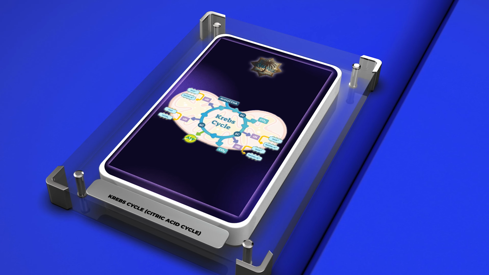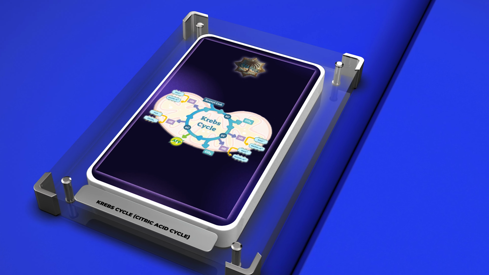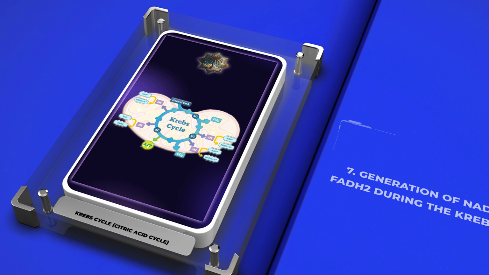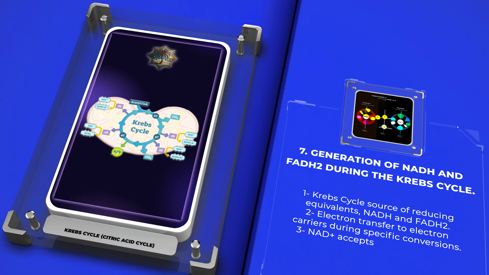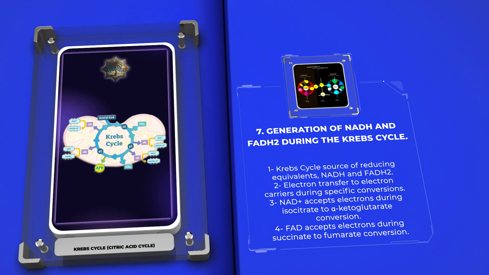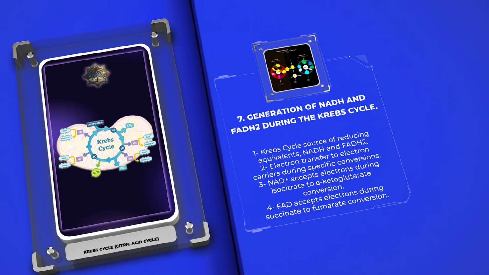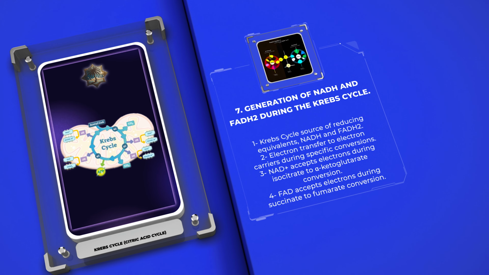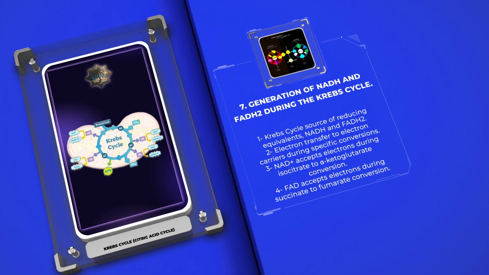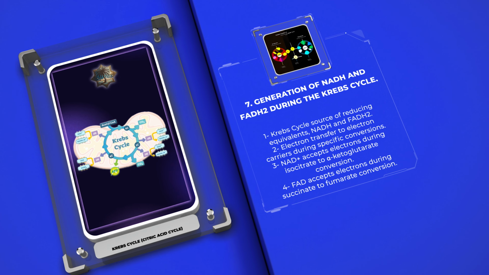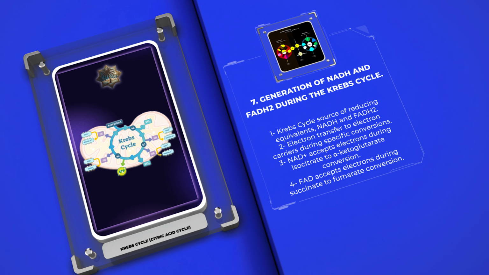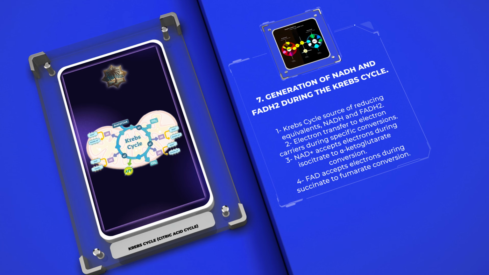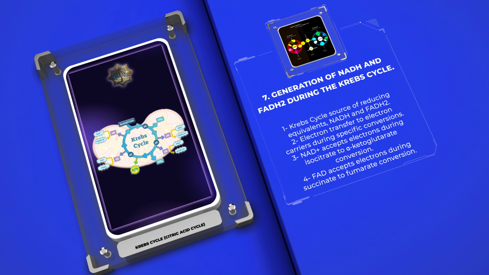cycle. The Krebs cycle is a significant source of reducing equivalents, primarily in the form of NADH and FADH2. Multiple reactions within the cycle involve the transfer of electrons to electron carriers. For instance, during the conversion of isocitrate to alpha-ketoglutarate, NAD+ accepts a pair of electrons, resulting in the formation of NADH. Similarly, during the conversion of succinate to fumarate, FAD accepts electrons, producing FADH2. These reducing equivalents are crucial in subsequent oxidative phosphorylation reactions, contributing to the synthesis of ATP.